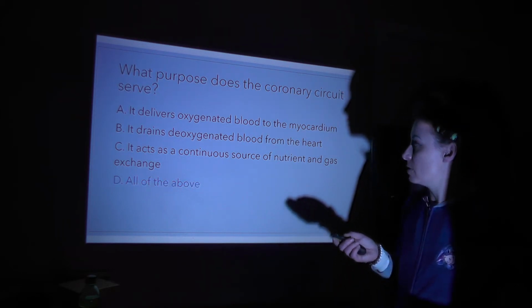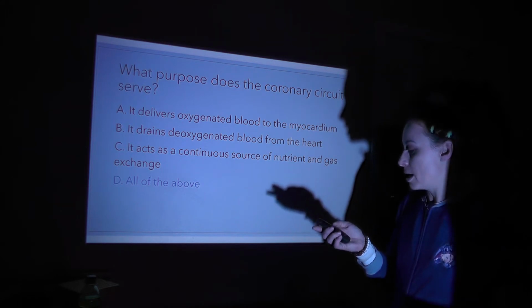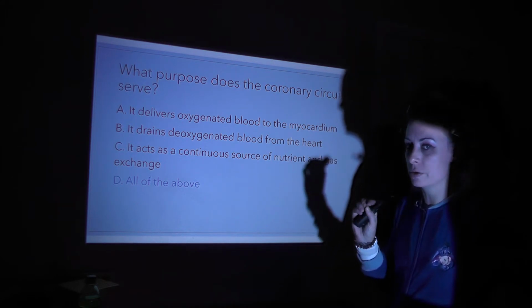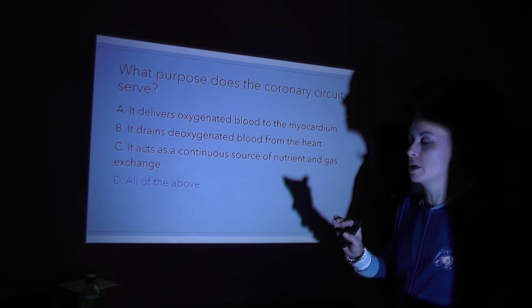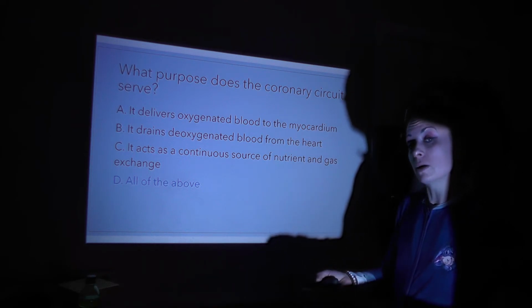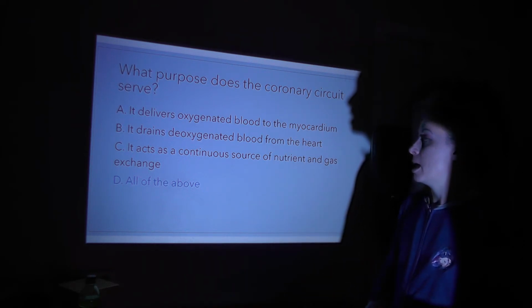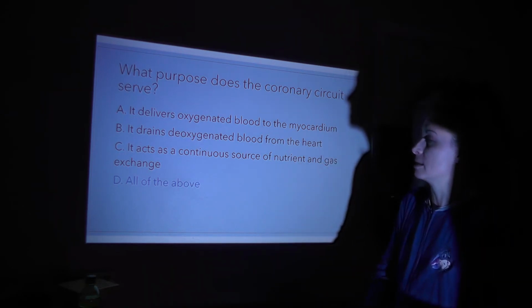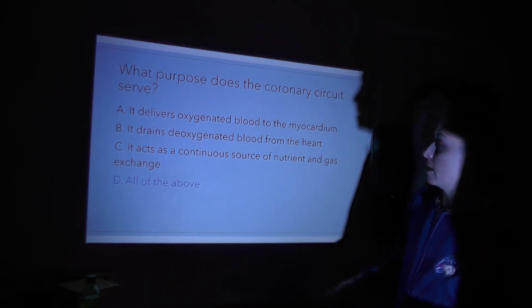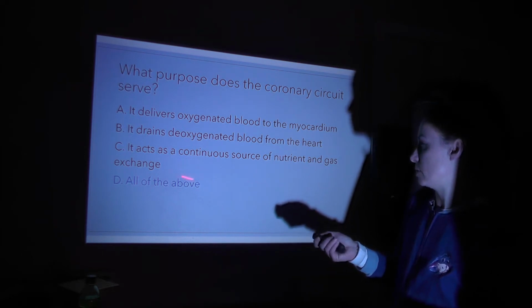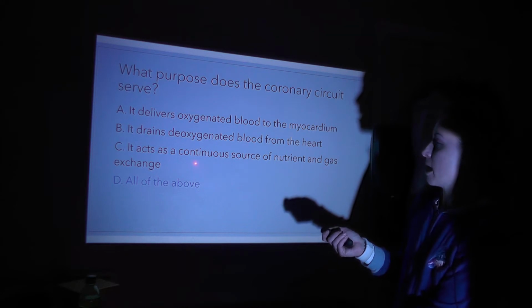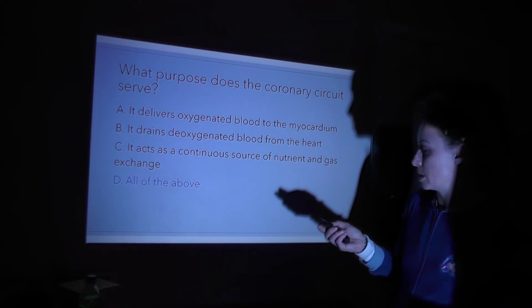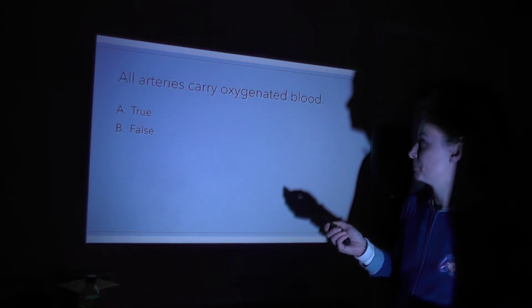Yeah, the answer is all of the above. So cardiac muscle has to use aerobic respiration. It relies solely on aerobic respiration. Skeletal muscle can use anaerobic respiration, so it can do different stuff than the heart. But because the heart cannot, we have to have a continuous supply of nutrient and gas exchange. So we always have glucose and oxygen available for aerobic respiration in cardiac tissue.